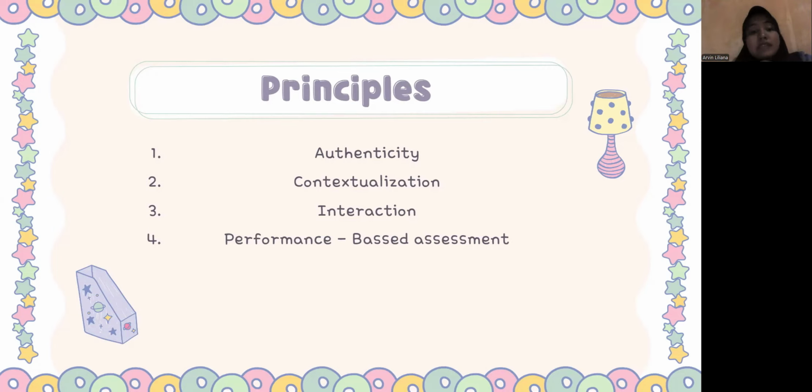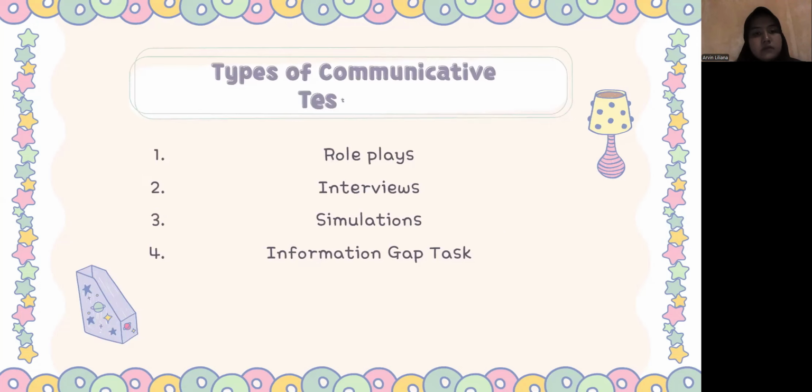The last principle is performance-based assessment. Rather than assessing theoretical knowledge or isolated grammatical structures, communicative tasks measure the ability to perform language tasks in real-life situations. This principle emphasizes the learner's ability to use language effectively to achieve specific communication goals, such as making requests, providing explanations, or negotiating meaning.